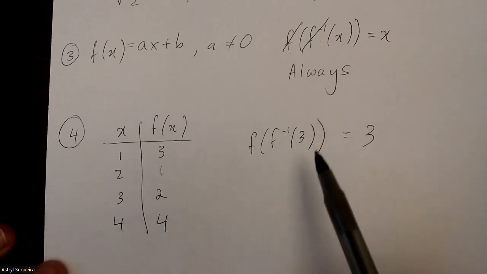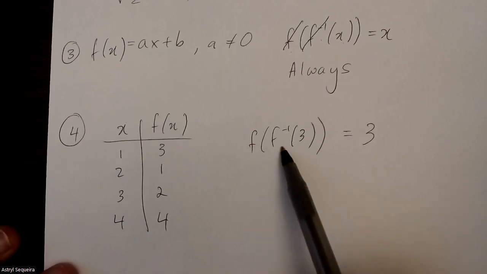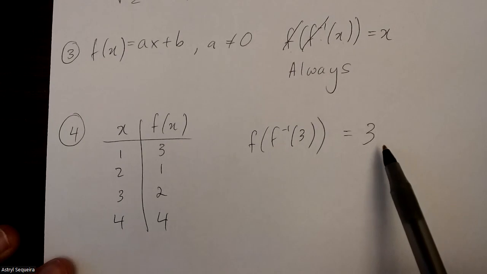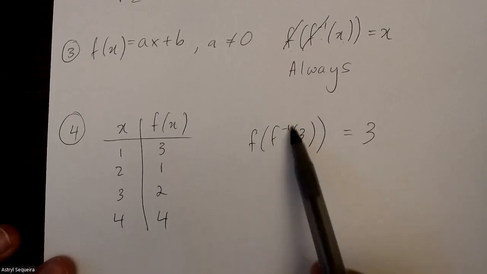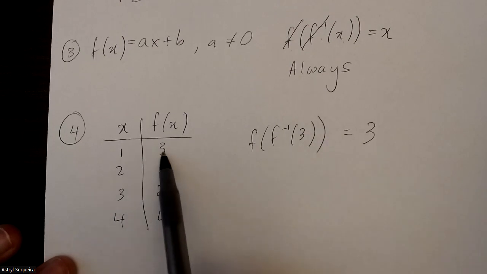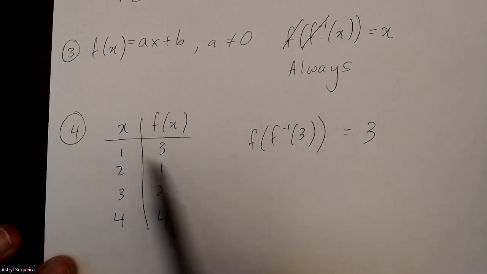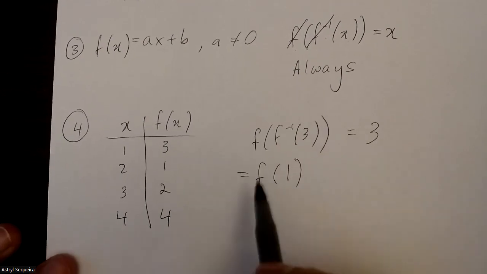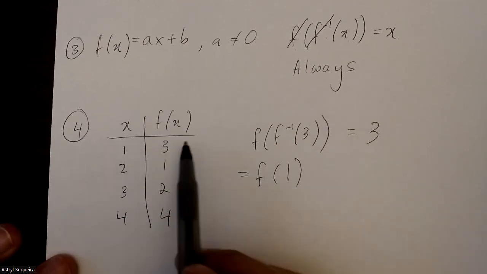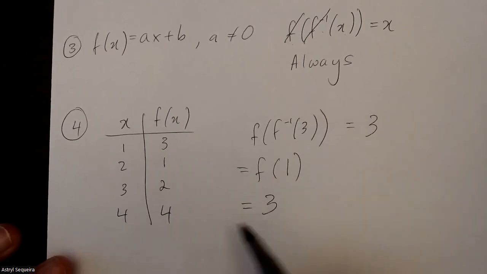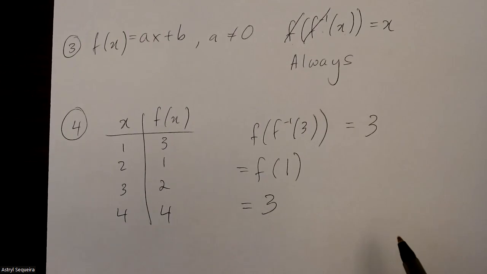But when you have a table of values, you shouldn't always assume this is true, because sometimes it's possible that there's no solution here. So let's actually find f inverse of 3. So f inverse of 3 is when y is equal to 3, we know x is equal to 1. This just equals f of 1, and f of 1 is just 3. So as you can tell, both solutions match, so the solution is definitely correct.